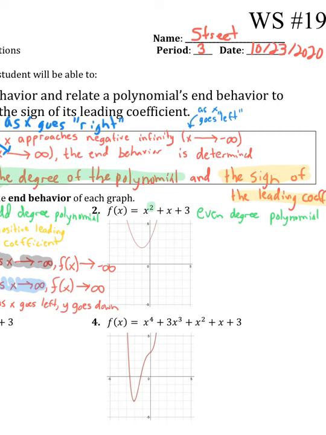Then leading coefficient, there's not a number written in front of the x, so we can assume it's a positive 1. Positive 1 is a positive number, so that's a positive leading coefficient. And I'm just going to say LC for short. Leading coefficient is the LC.